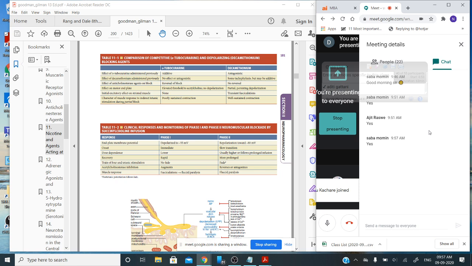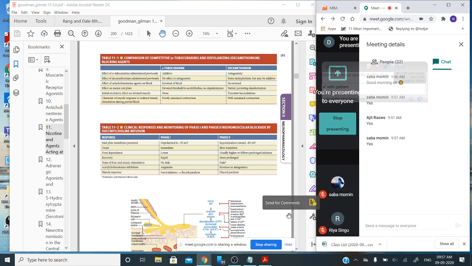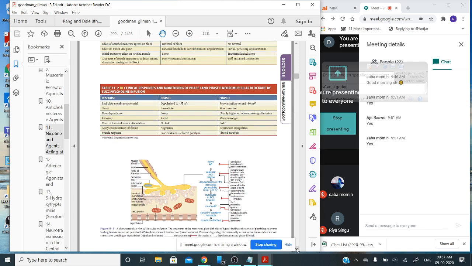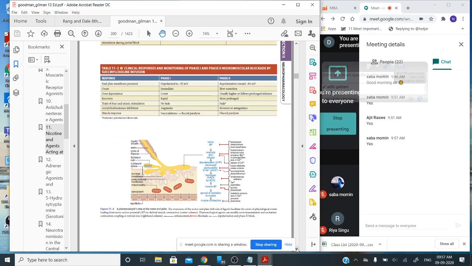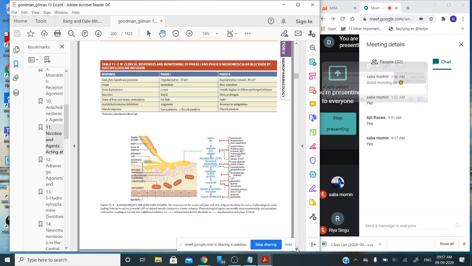Fine. So let us see what happens to the motor end plate again, because we have seen it earlier, and then we shall see what changes happen. Okay, so this is the nerve. It has a myelin sheath, etc. The nodes of Ranvier are there. Conduction takes place from one node to the other node.